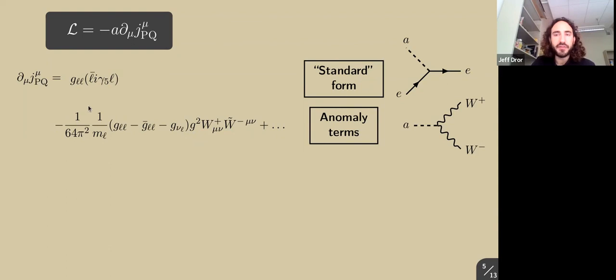But the critical feature of these anomaly terms is that they have a 1 over the mass of the charged lepton that shows up here. In other words, unlike for the case of the standard form, where the 1 over the mass of the charged lepton gets swallowed up by integration by parts, that does not happen for this term. And that's going to make these sorts of terms very important when trying to study the constraints on this theory.